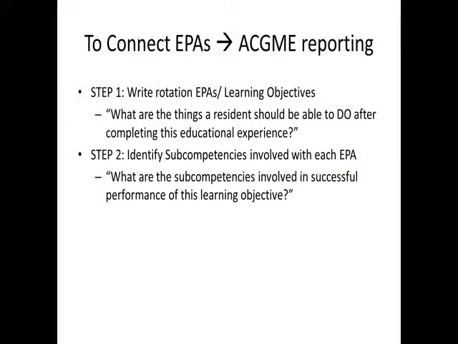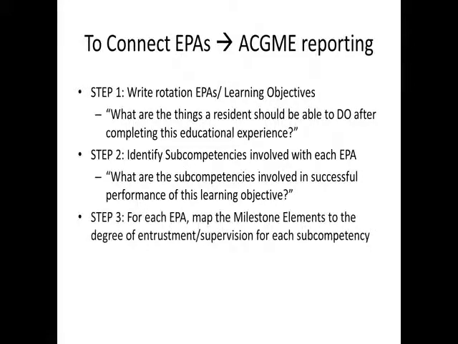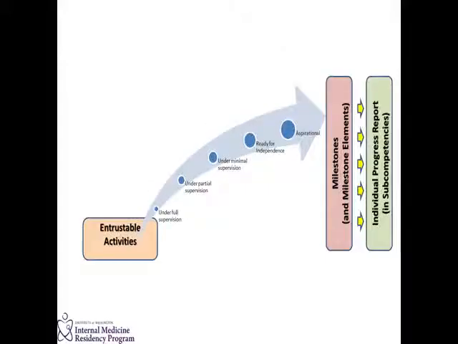The way we at the University of Washington's Internal Medicine Residency Program have worked to bridge the EPA-based evaluations to the ACGME subcompetencies is by mapping to the milestone elements for each subcompetency. For each of the rotation EPAs, we map the milestone elements that are connected to each degree of entrustment or supervision for each subcompetency. What does this actually look like? How do we bridge these through the milestone elements?